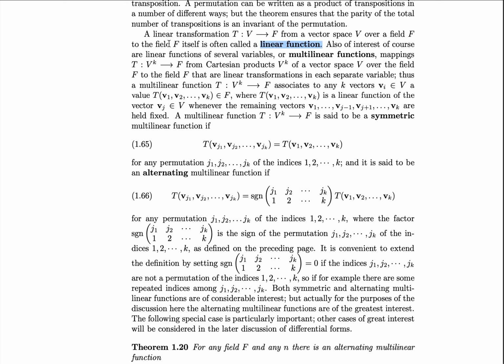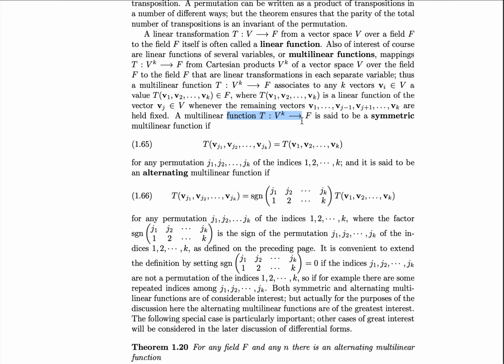It's also interesting, of course, to consider linear functions of several variables, or multilinear functions, mappings from V^k to F, from the Cartesian product V^k of a vector space V over the field F to that field F. These are linear transformations in each separate variable. Thus the multilinear function associates to any k vectors v_i in V a value t(v_1, ..., v_k) in F, where t is a linear function of the vector v_j when the remaining vectors are held fixed.